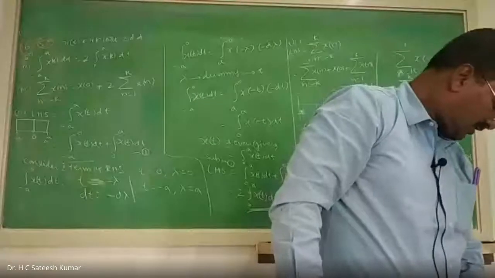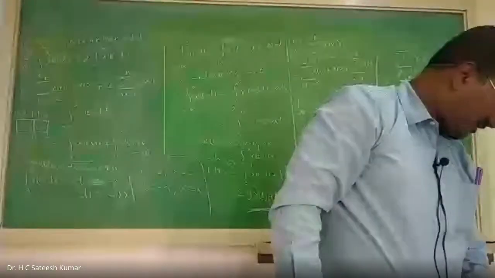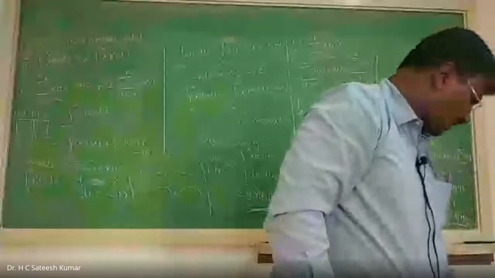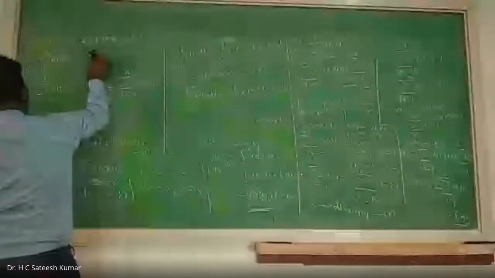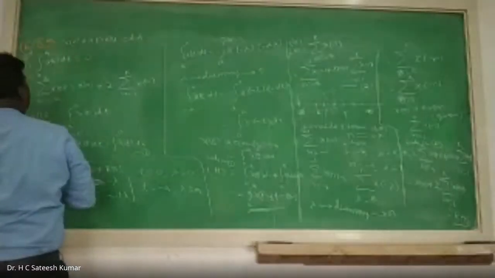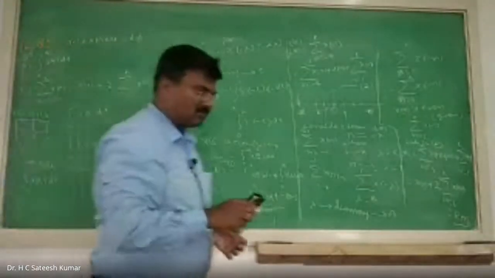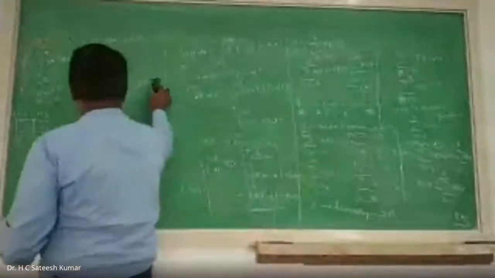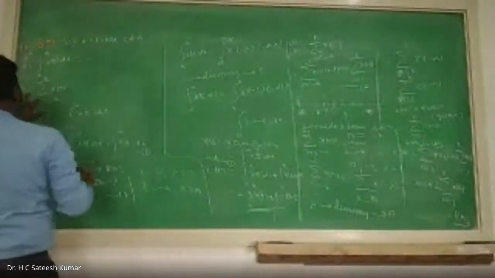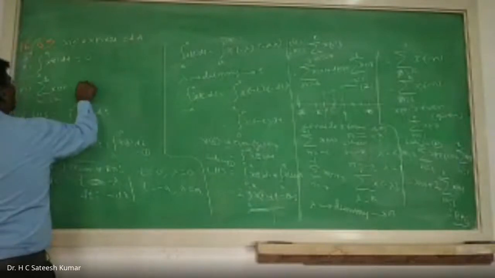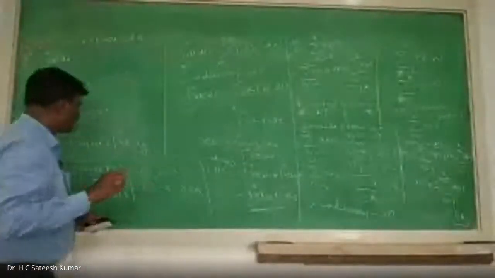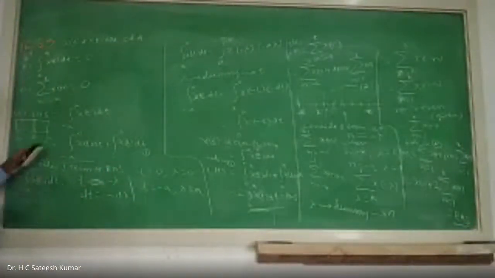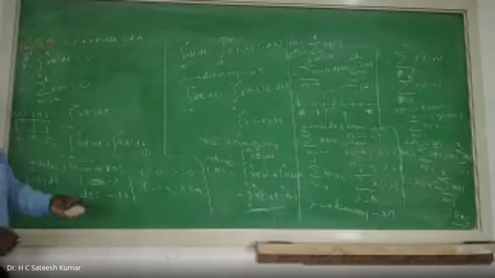Now, if x of t and x of n are odd, show that the integral from minus a to plus a of x of t dt is 0, and the summation n varies from minus k to plus k of x of n is 0. Observe here, so this we need to prove. The same process is there. Observe carefully. Split up, everything remains the same. X of t, x of n, everything will remain the same.